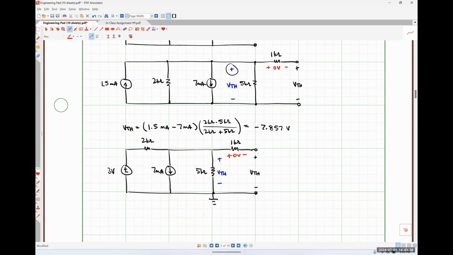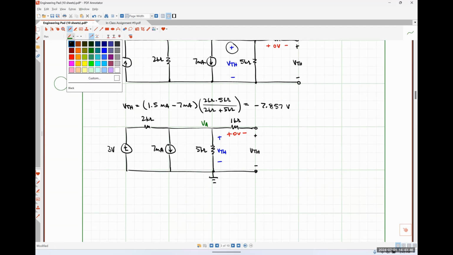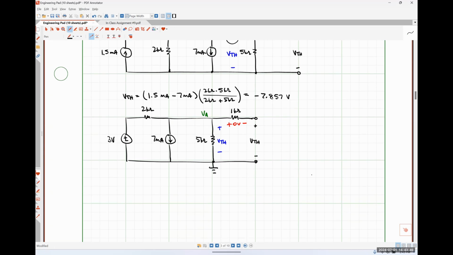And if we apply nodal analysis, let's just call this node A, we would have VA minus 3 volts over 2 kiloohms plus 7 milliamps plus VA over 5 kiloohms is equal to 0. One equation, one unknown system. Let's solve it for VA really quickly.